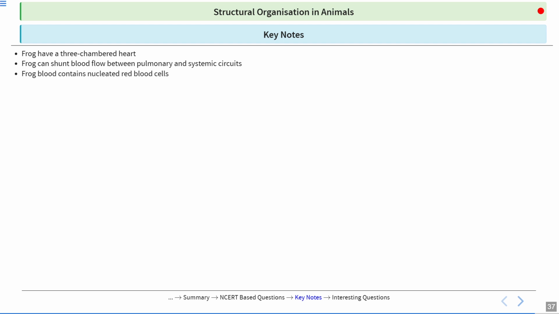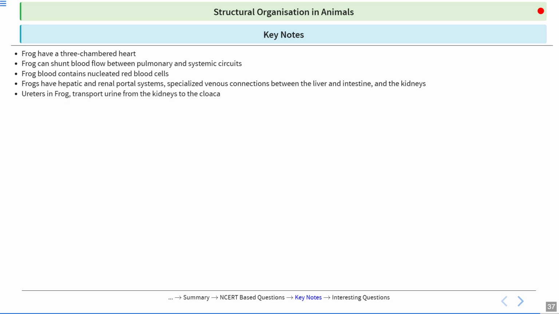Frog blood contains nucleated red blood cells. This is the unique feature of this blood. Frogs have hepatic and renal portal systems, specialized venous connections between the liver and intestine and the kidney. This we have seen in the case of the renal and hepatic portal system.